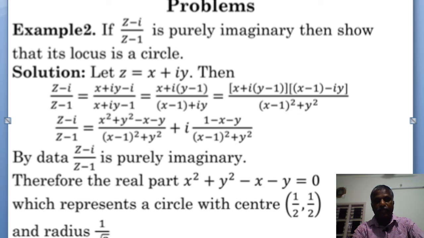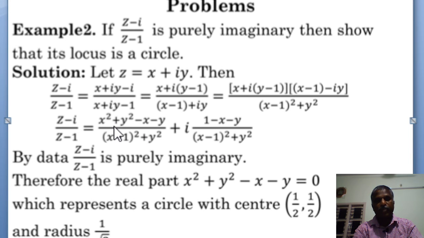So on multiplication we get that this is equal to (x square plus y square minus x minus y) divided by ((x minus 1) whole square plus y square), plus i into (1 minus x minus y) by ((x minus 1) whole square plus y square). So this is the imaginary part and this is the real part. By data, (z minus i) by (z minus 1) is purely imaginary. That is, the real part is equal to 0.